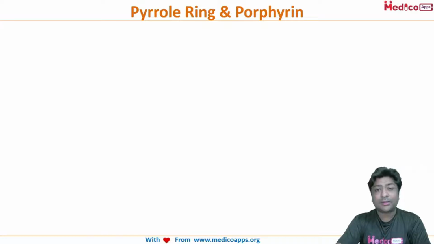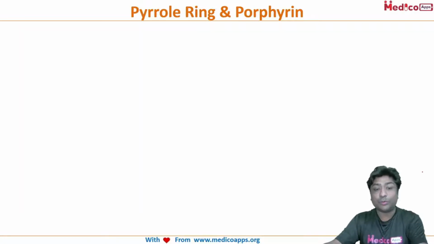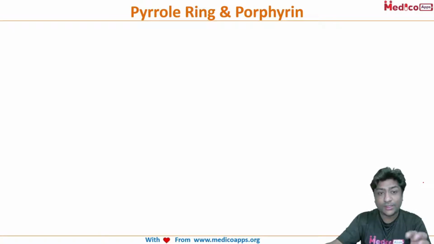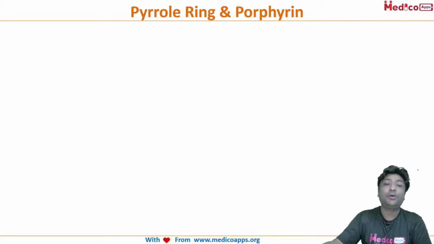So let's start by understanding a few very important structures. First of all, you should know what is a monopyrrole, what is a porphyrin, what is a pyrrole ring, what is a tetrapyrrole. If you understand all these things, then the entire topic of heme and porphyrin or porphyrias will become very clear. So first understand what is a monopyrrole.